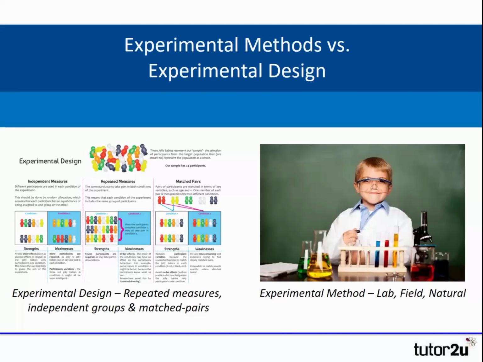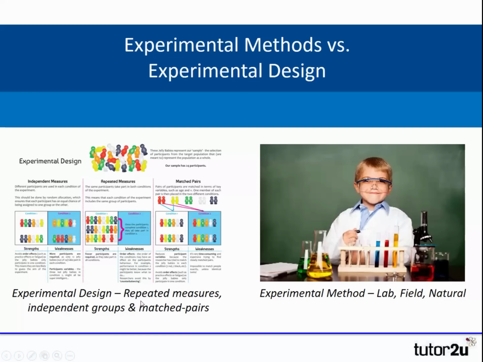Going to move on now. We're going to look at the difference between experimental methods and experimental design. Make sure you know the difference between these 2 key terms really, really clearly, because if you get them mixed up, it can cause real confusion. Okay. So the experimental method over here on the right is a lab, field or natural study. So the method is whether it's a lab, field or natural, and the design is whether it's repeated measures, independent groups, or matched pairs.